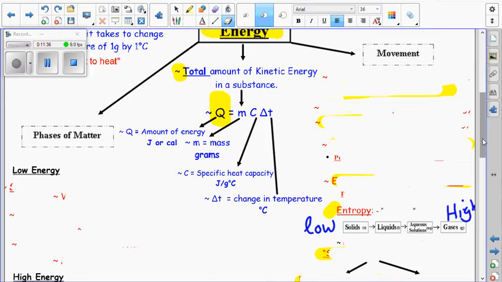Hey, solids, liquids, gas. Which one has the highest energy and which one has the lowest? Gas has the highest and solid has the lowest. Which one's moving the fastest? The gas. Love it. Pretty good.